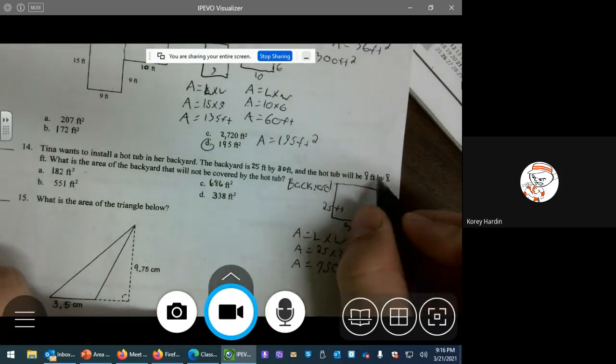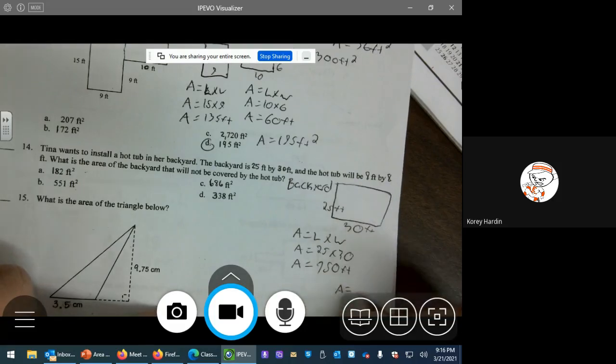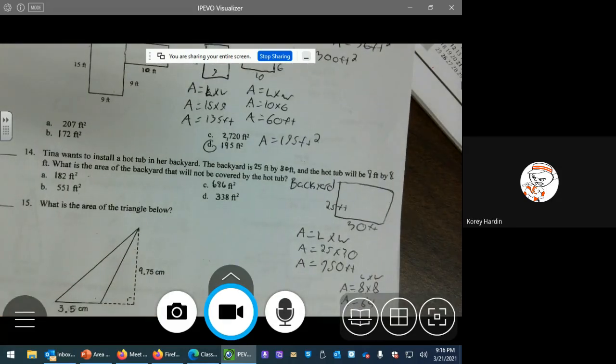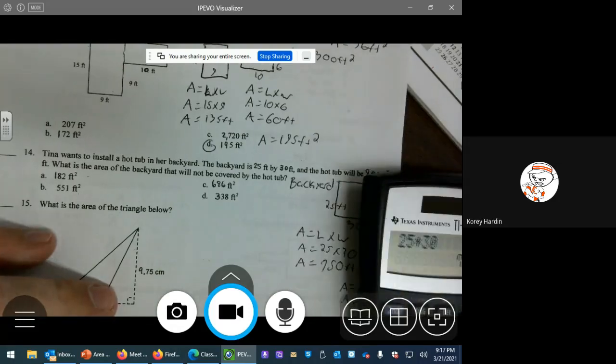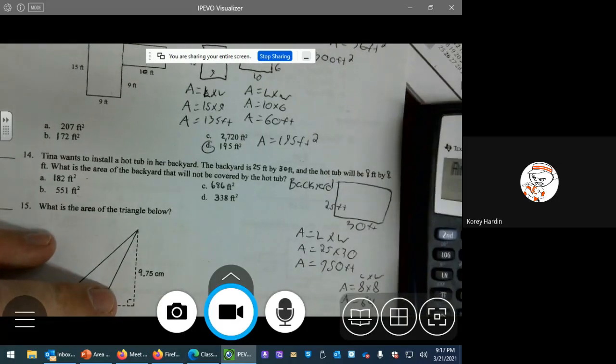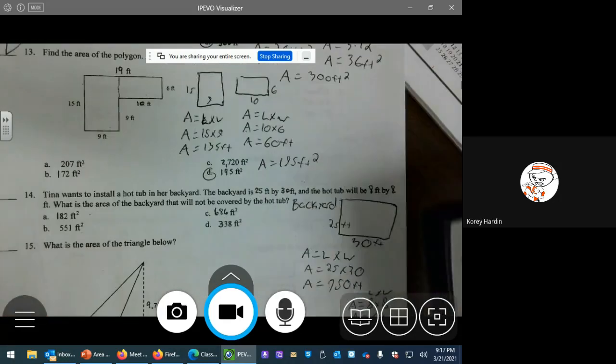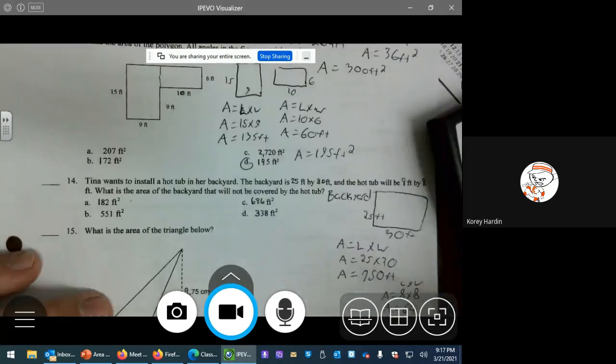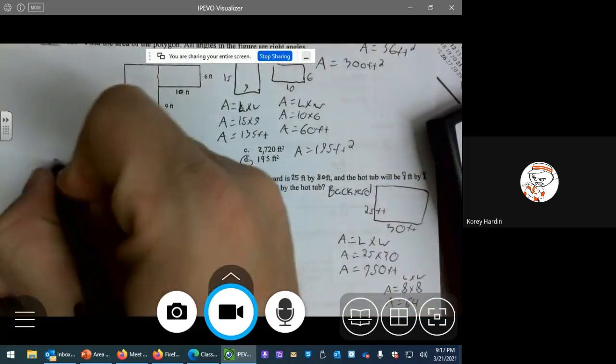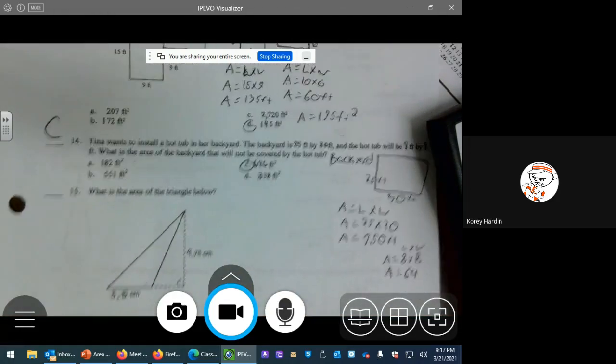Okay, now the hot tub. The hot tub's 8 by 8, so length times width. 8 by 8, so 8 times 8 is going to be 64. And I need to know how much is left. So that's one of our key words when we see how much is left or how many, something like that, you're going to subtract. So what I'm going to do is 750 minus 64, and that gives me 686 feet squared. So C is going to be my answer on that one.